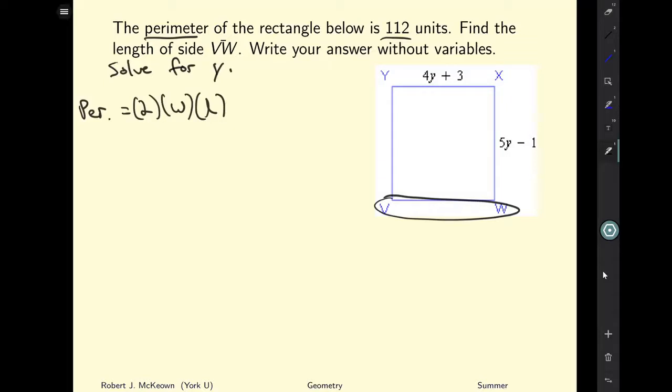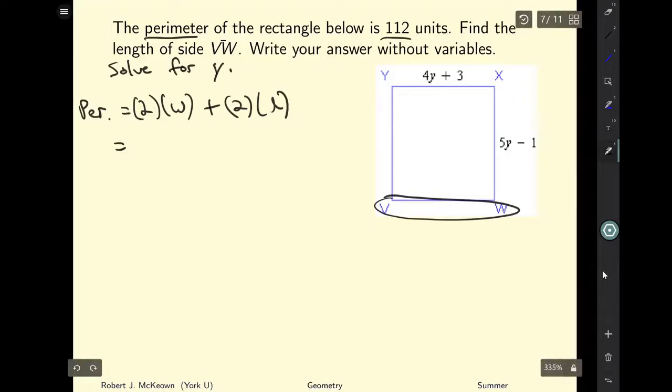Now, excuse me, I made a mistake. I think I said it correctly, but I didn't write it correctly, and that's 2 times L. So we've got 2 widths plus 2 lengths is equal to the perimeter of the rectangle.